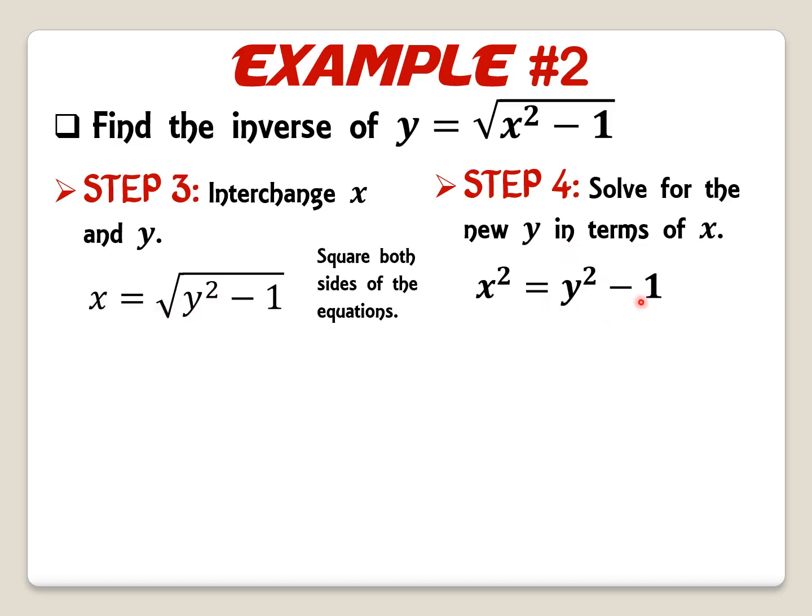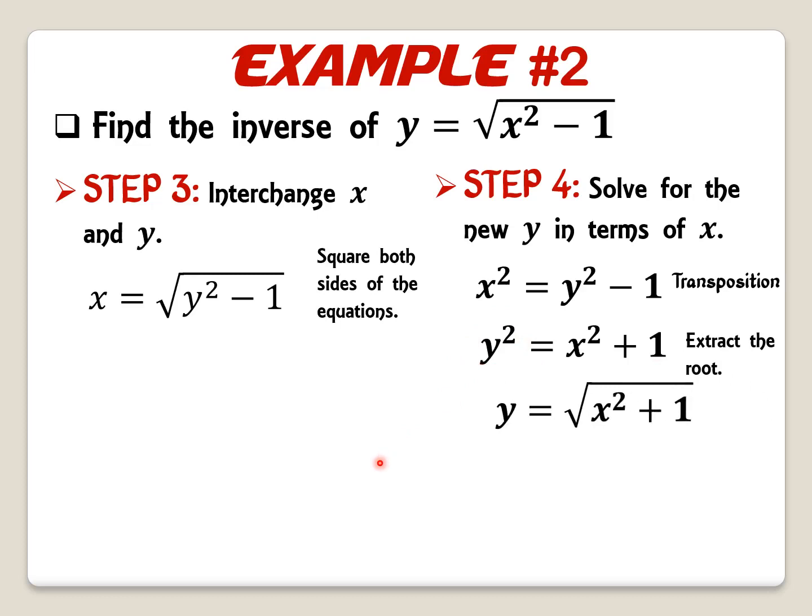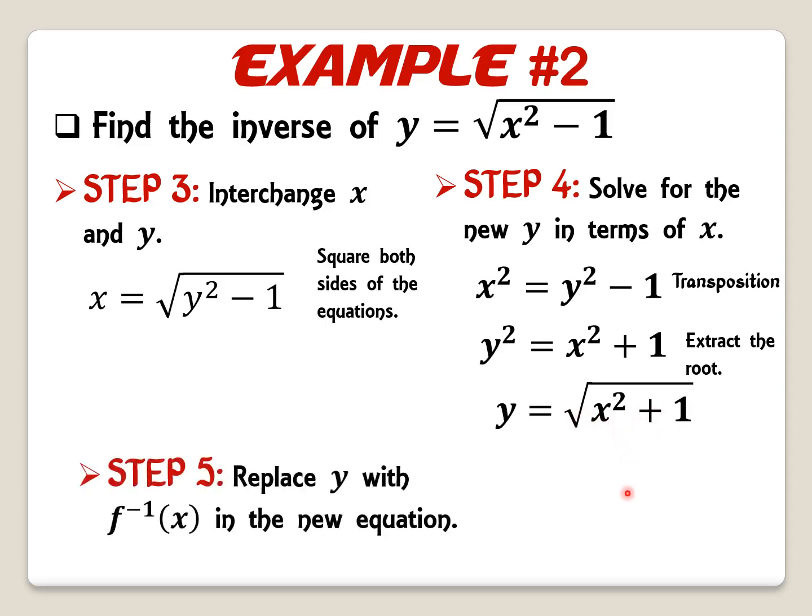Next, to solve for this, we transpose negative 1. So that will be y squared is equal to x squared plus 1. And then again, for this to be to the first degree, you extract the root again. So that will give you now y is equal to the square root of x squared plus 1. So this will be now your inverse function, but you have to do step number 5, which is to replace this y by the symbol of the inverse function. So you will have now the inverse function of x will be the square root of x squared plus 1. So this is the inverse of this one.